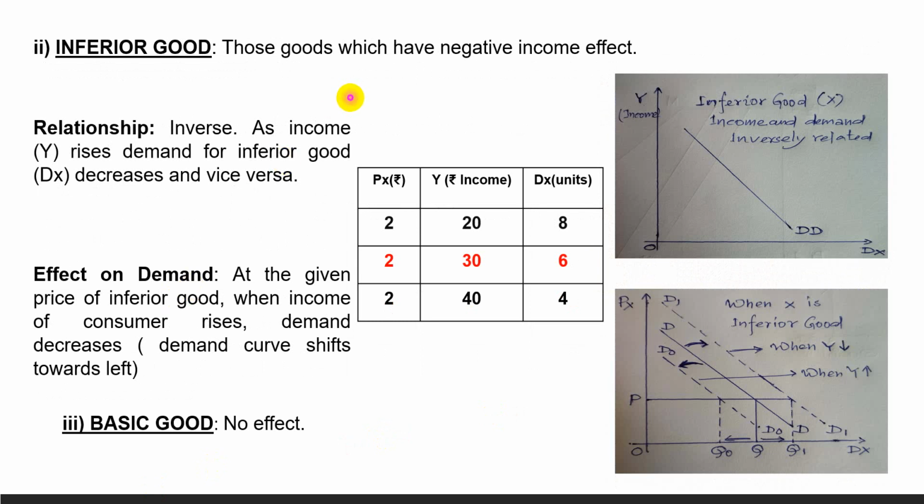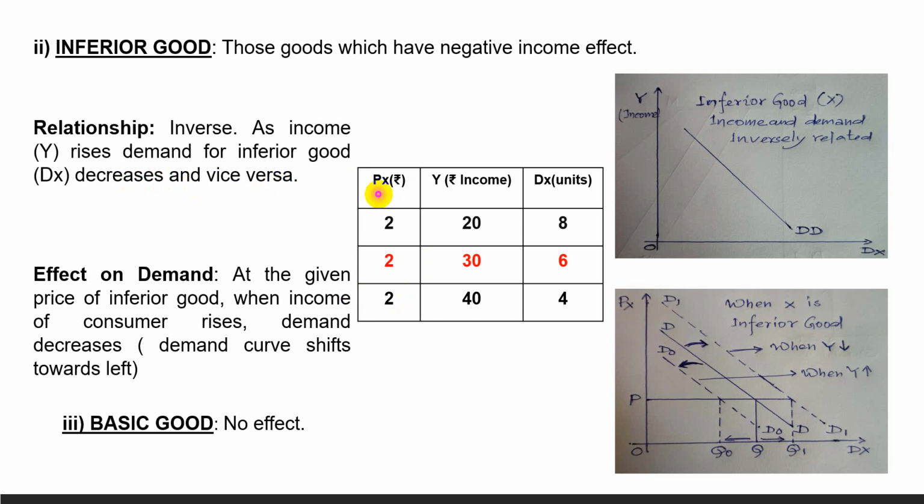Now inferior goods. Inferior goods are those goods which have negative income effect. That means at a given price of the commodity, with the increase in income, the demand for these goods decreases, and with the decrease in income, the demand for this commodity increases. That shows inverse relationship. These are generally low price products. As income rises, demand for inferior good decreases, and as income decreases, demand for inferior good rises.